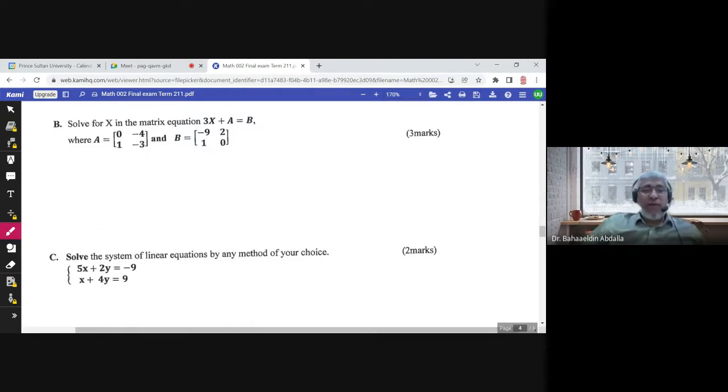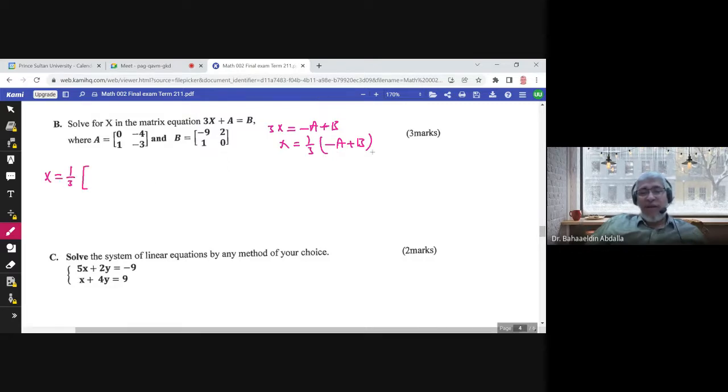Solve this matrix equation for x. We have similar examples in section 9.3 about matrix operations. Here, 3x, if I take A to the other side, it would be negative A plus B, and then x would be 1 over 3 times negative A plus B, or B minus A. Let me find negative A plus B first.